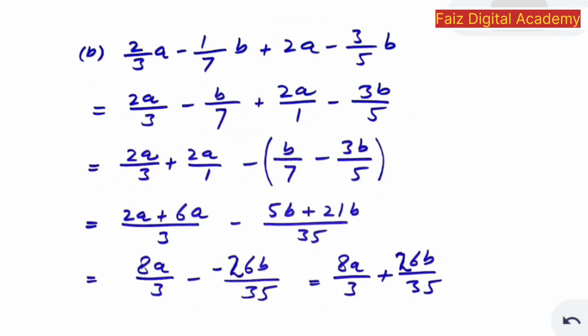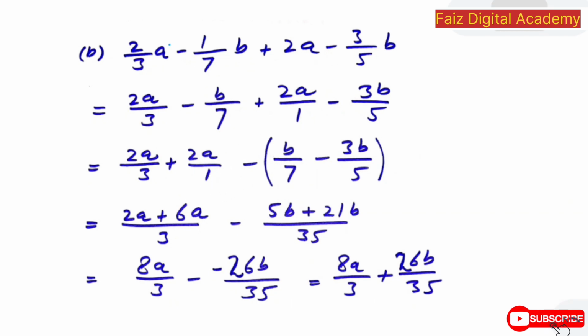Now moving towards the B part. In the B part there is a little bit of difference, so please be attentive and stay connected to this video till the end. You can see 2 over 3a minus 1 over 7b plus 2a minus 3 over 5b. One of the terms is not in fraction form, that is 2a, and we know if we want to solve them we have to take the LCM, and that can be taken if it is in fraction form. So we write 2a over 1.